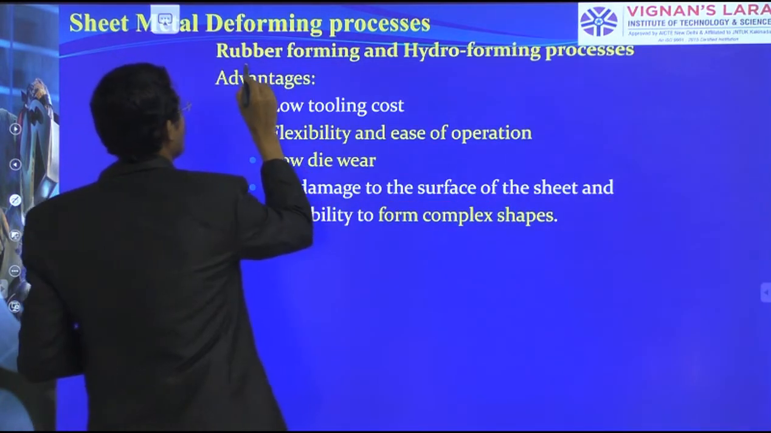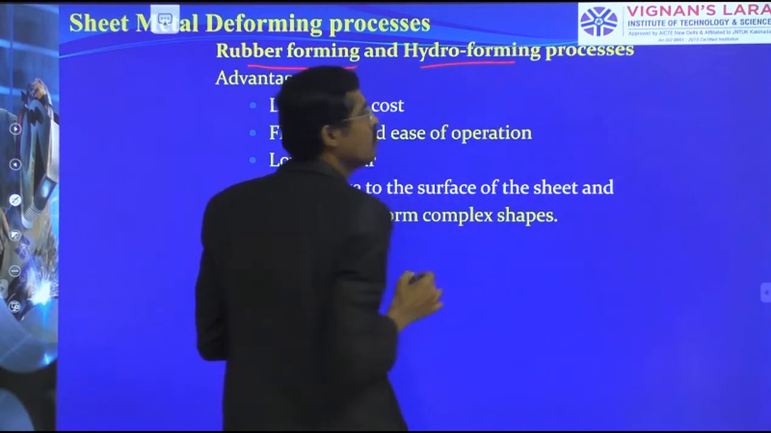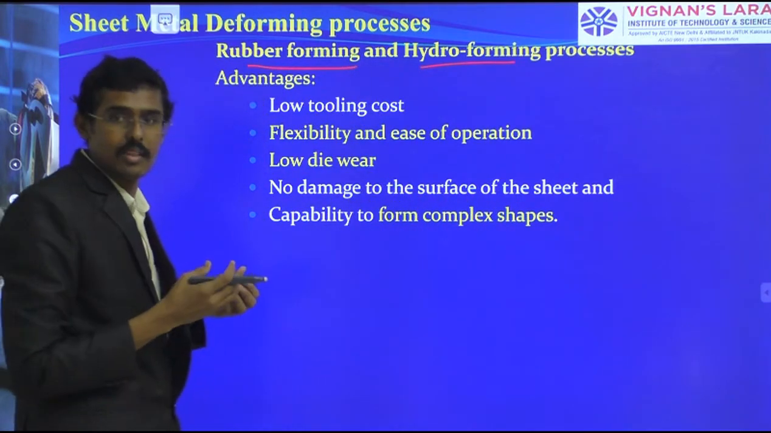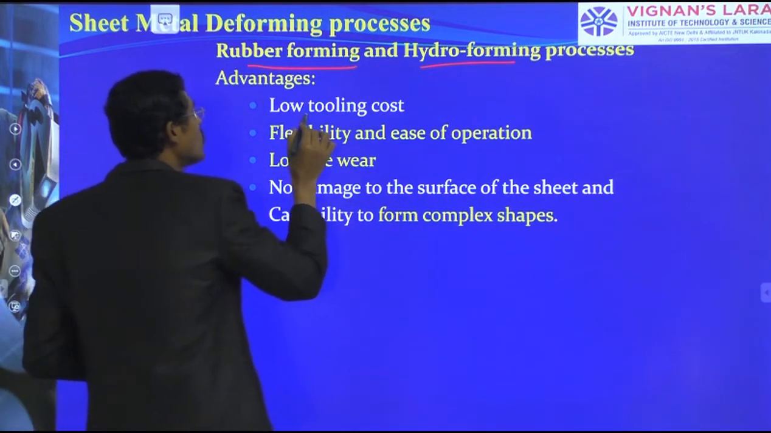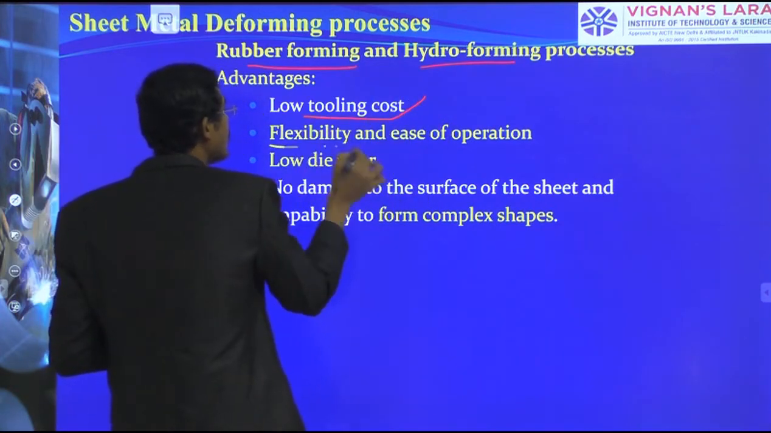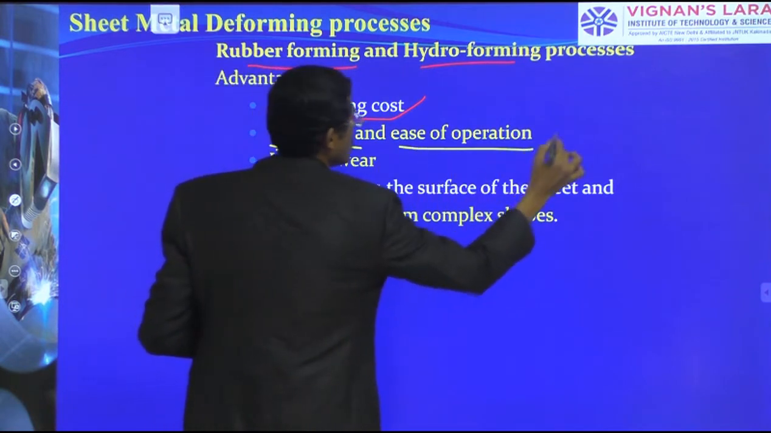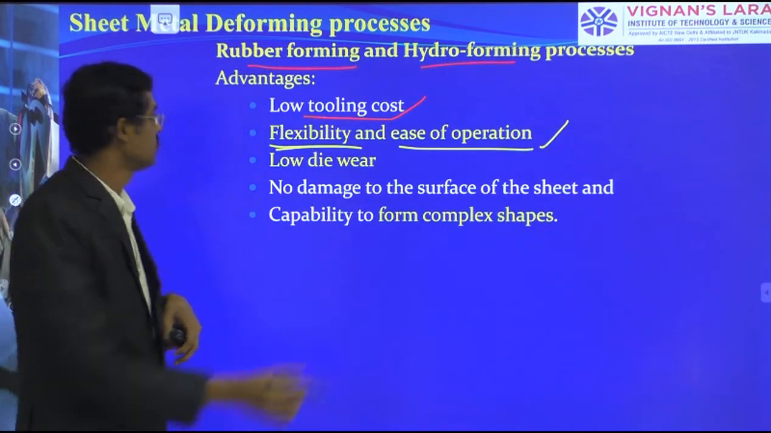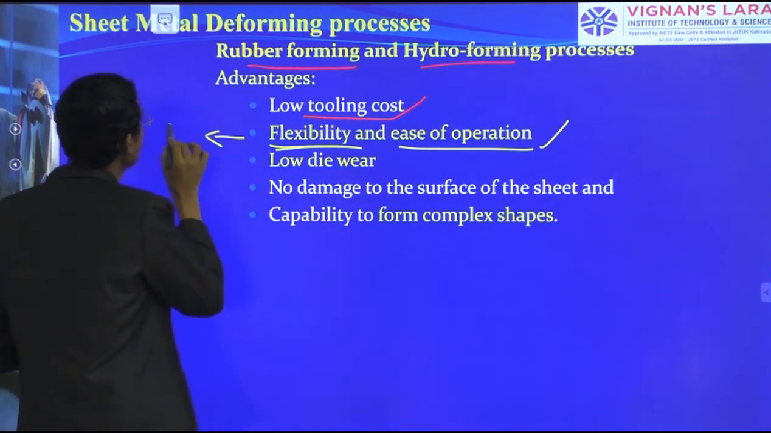What are the advantages of rubber pad forming and hydro pad forming? Both are wanted to reduce the failure. That is the advantage. Low tooling cost. Yes, there is a low tooling cost. Flexibility, you see, and ease of operation. This flexibility we need. This is related to failure.